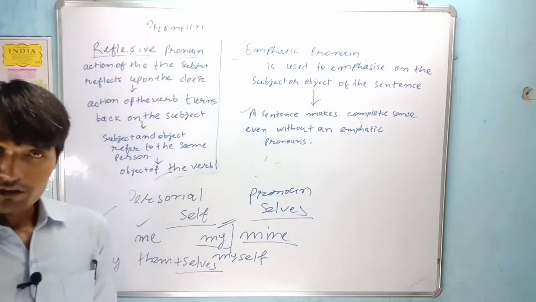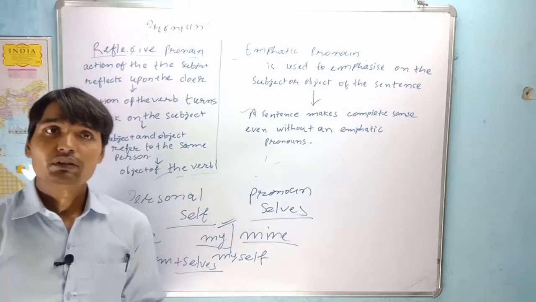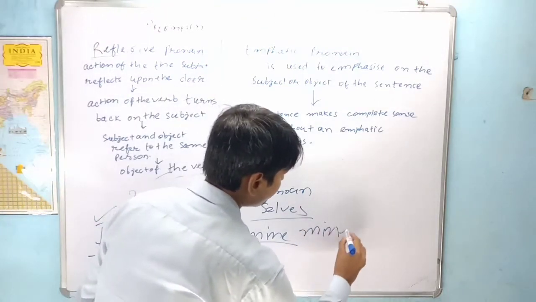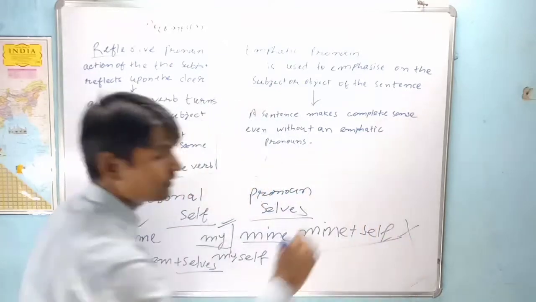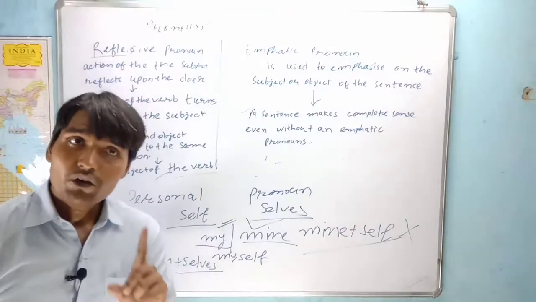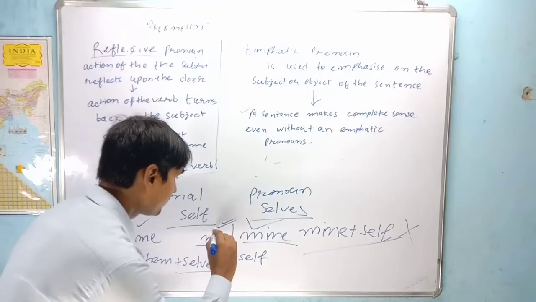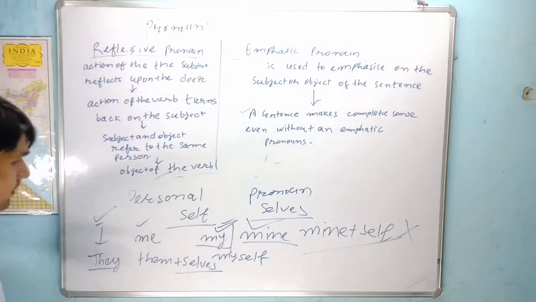Now the question also rises that can't we make self or selves with the possessive pronoun? No, never. You can't make like mine self, because mine is a possessive pronoun. You can't write mine self. It would be completely wrong, because mine is the possessive pronoun. You can only add self or selves with the help of possessive adjective. Okay, now you would have got it.